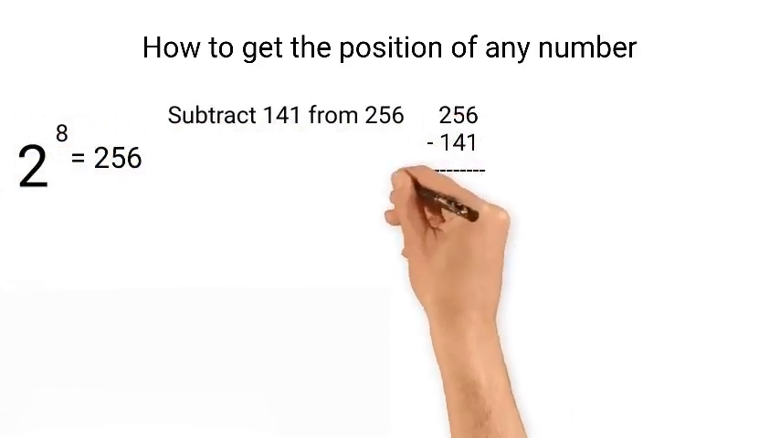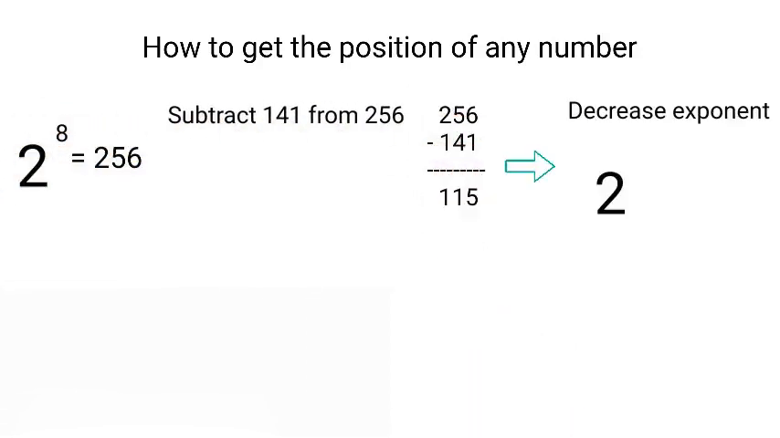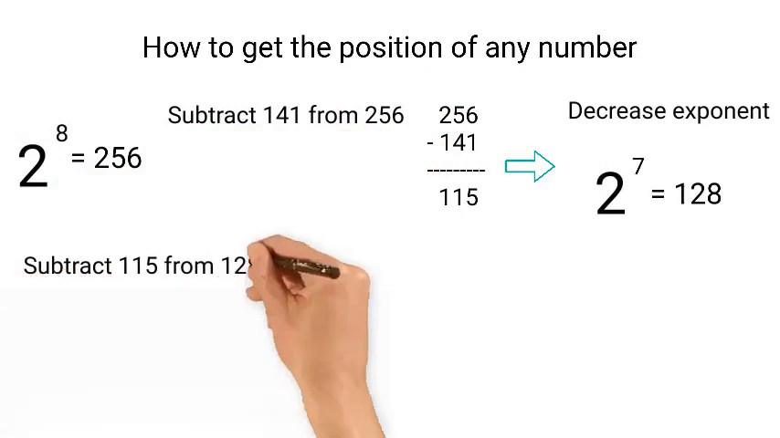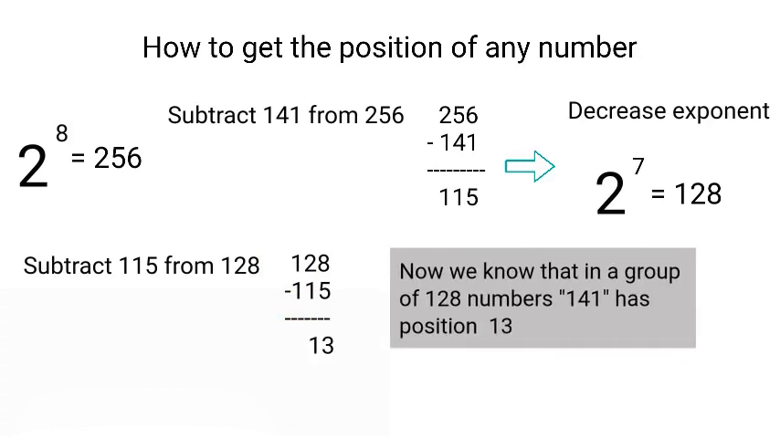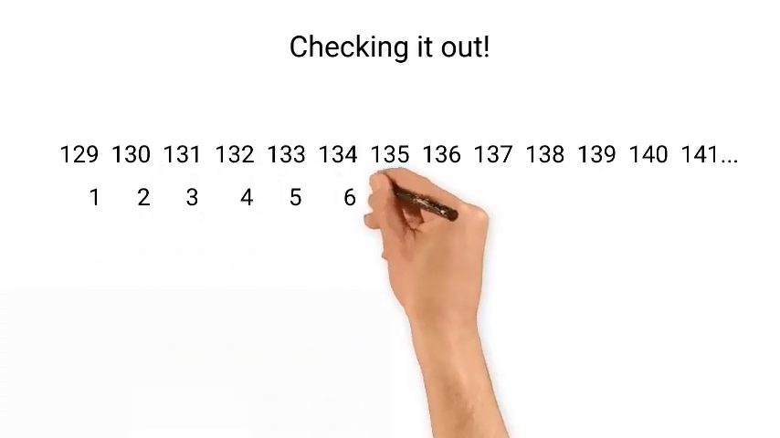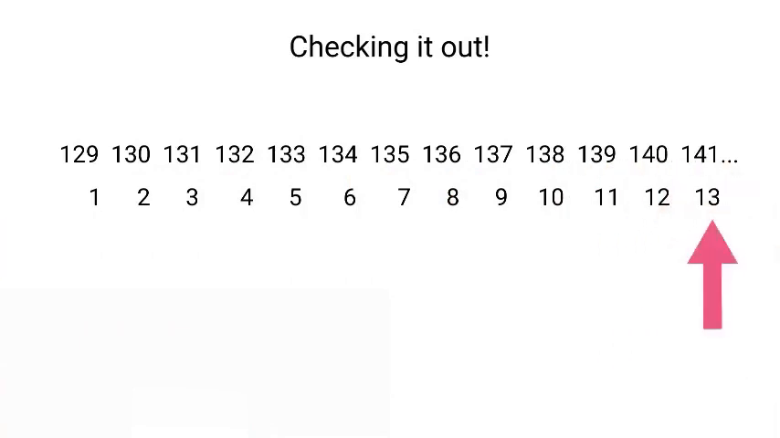First subtract 141 from 256. Lower the exponent from 8 to 7. Now subtract 115 from 128. There you have it, the position of number 141 is 13 in a group of 128 numbers. As you can see, it is possible to find any number and its position. It's also possible to find the corresponding color of the arrow, but I'll show that another time.